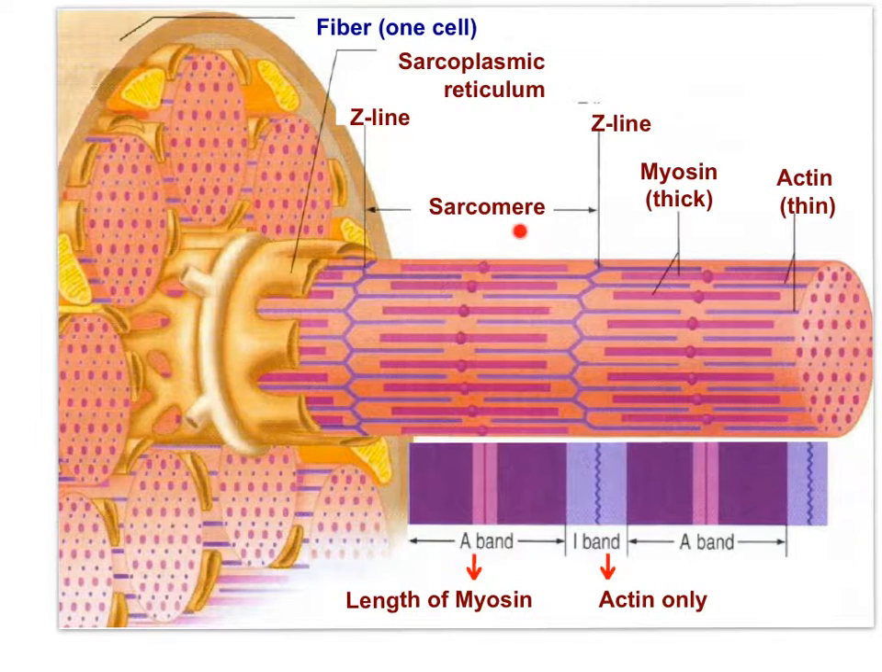Now, the sarcomere is the functional unit of a muscle cell. The sarcomere is defined from Z line to Z line, and it is the structure that shortens or contracts. The myosin and the actin slide past one another to effect shortening. You can see that there are terms related to these overlapping filaments. The length of the myosin filament is known as the A band, and the region with actin only is called the I band. Be patient. Take it one slide at a time for understanding.